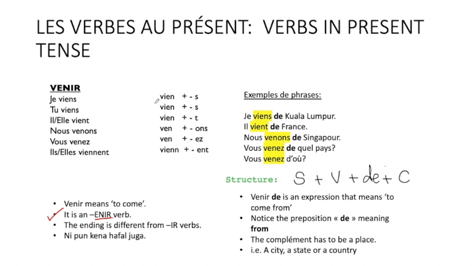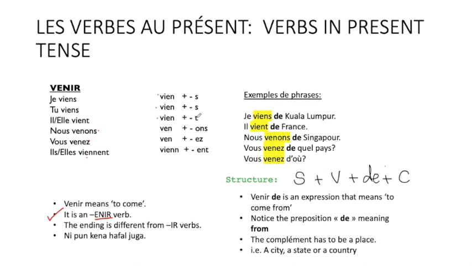So, how do you conjugate it? Je viens, tu viens, il, elle vient, nous venons, vous venez, ils, elles viennent. As you can see, the root changes every time. You have V-I-E-N, V-I-E-N. So je viens, tu viens are the same. You can try to remember that. It's easy. Je viens, tu viens. The same spelling, same pronunciation.